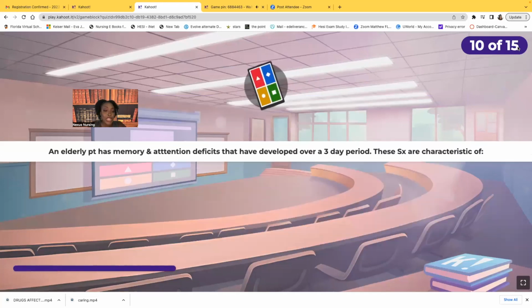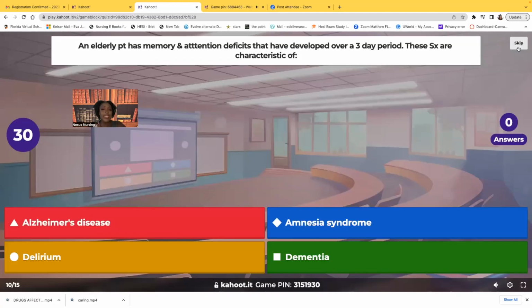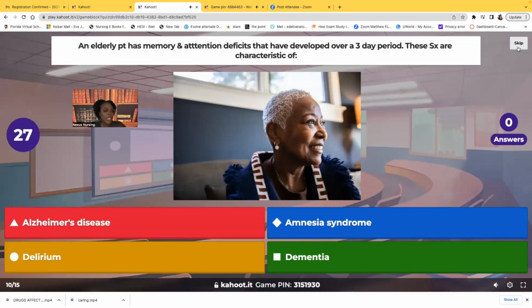An elderly patient has memory and attention deficits that have developed over a 3-day period. These symptoms are characteristic of what? Would you say Alzheimer's disease, amnesia syndrome, delirium, or dementia?